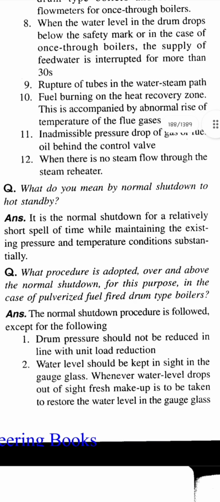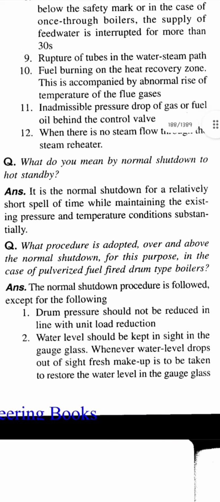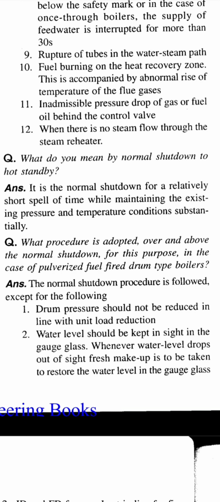Next question. What do you mean by normal shutdown to hot standby? Answer: it is the normal shutdown for a relatively short spell of time while maintaining the existing pressure and temperature conditions substantially. Question: what procedure is adopted over and above the normal shutdown for this purpose in the case of pulverized fuel fired drum type boilers? Answer: the normal shutdown procedure is followed except for the following.